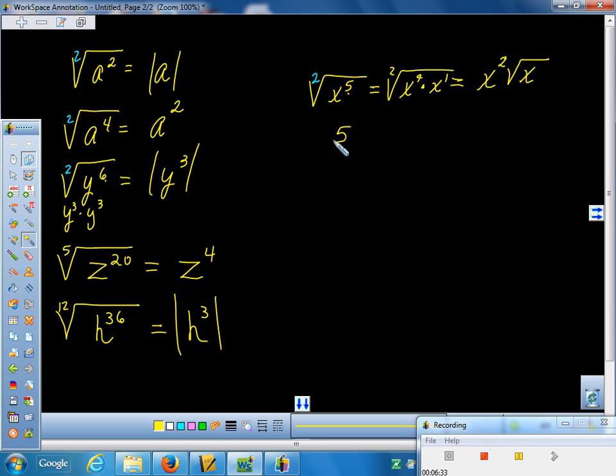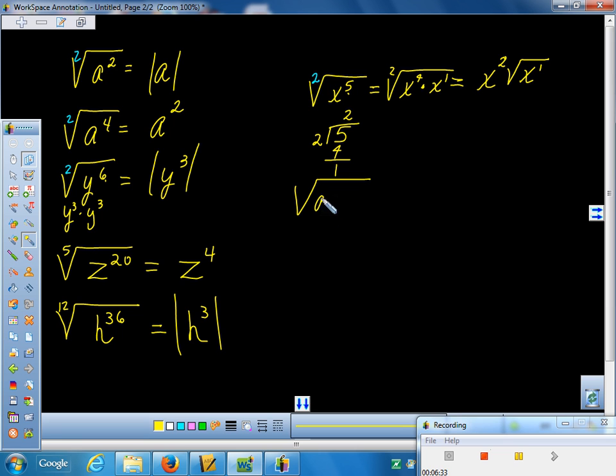If I had done 5 divided by 2, how many times does 2 go into 5? Twice, with a remainder of 1, correct? 2 went into 5 twice, which is the power we took out of the root. The remainder on the inside of the root was 1. Wow. It works for everything.